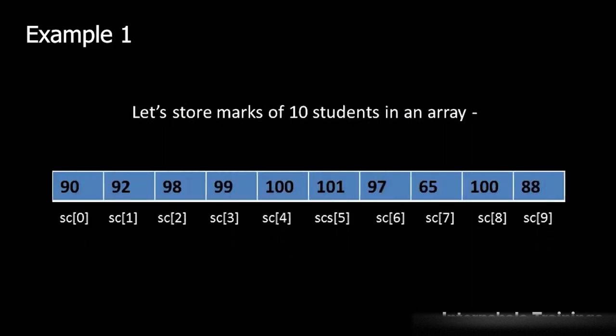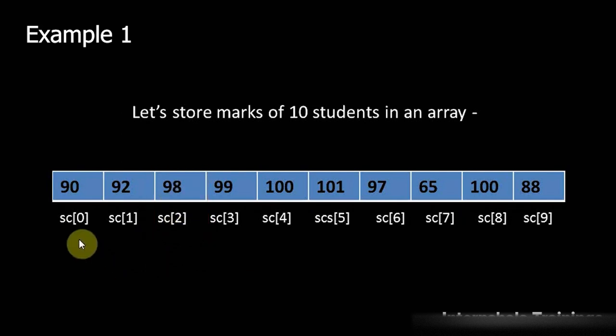Okay. So let's take another example. Suppose my requirement is to store marks of 10 students in an array. So here is the array. The name of the array could be anything. Here the name of the array has been taken to be SC. SC stands for score, or whatever name you want to assign to it. So SC0 happens to be the first element and its value is 90. SC1 happens to be the second element and its value is 92. SC2 happens to be the third element and its value is 98.